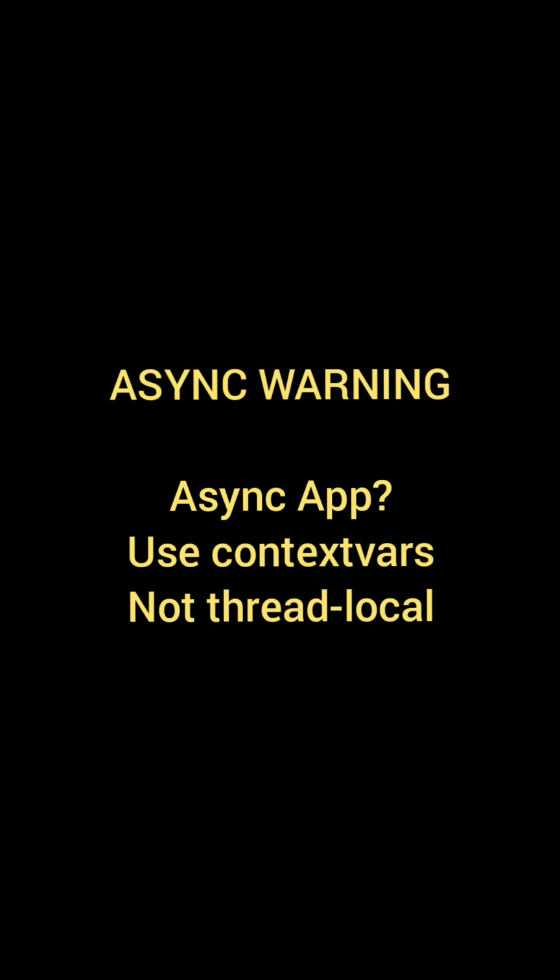Now, a quick but important warning. If your app uses async, like FastAPI or Django with Asynchronous Server Gateway Interface, threading local won't work. Instead, use context vars. It's built for async and works the same way, just safely for coroutines.